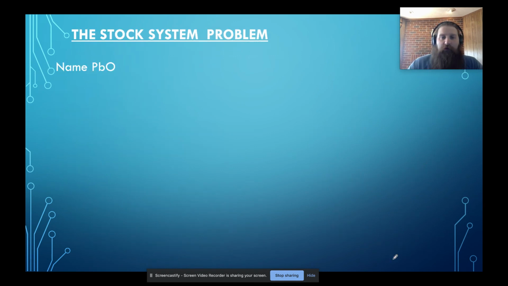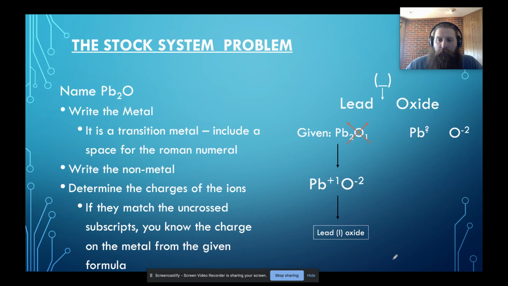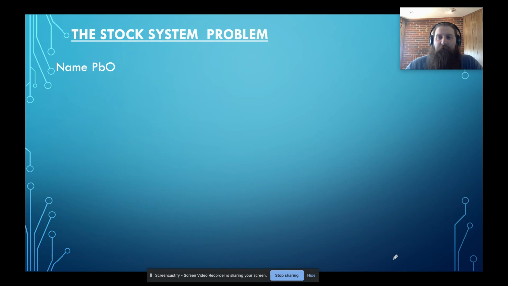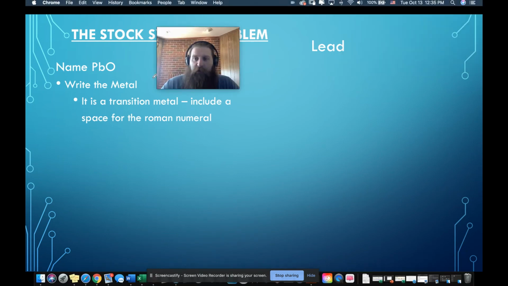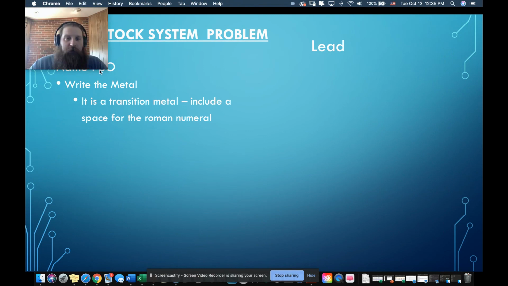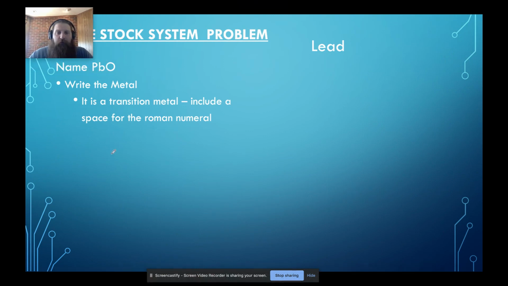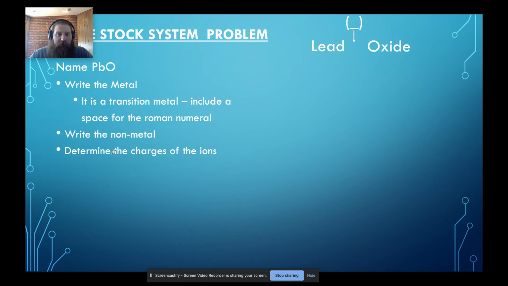That's a stock problem. Let's do this one. PbO. So we went from Pb2O to PbO. So we know it's going to be a different compound, a different formula. So we write the metal, lead. We know that we have a transition metal, right? So we're going to leave ourselves a little blank for our Roman numeral. Write the nonmetal, oxide, and determine the charges, same things. O is still -2, it's in group 16. Lead is a transition metal, we don't know.